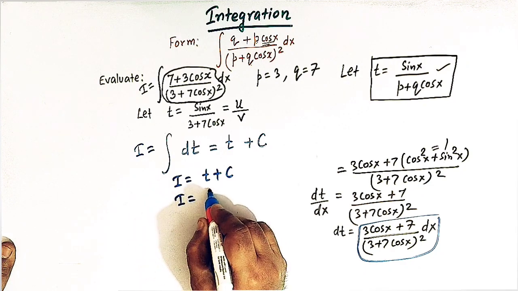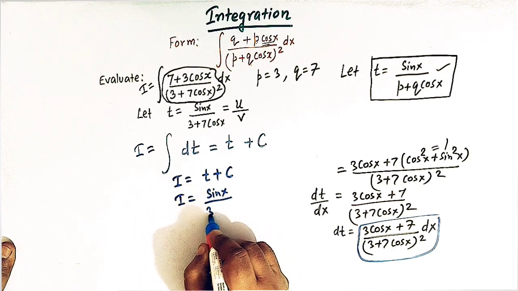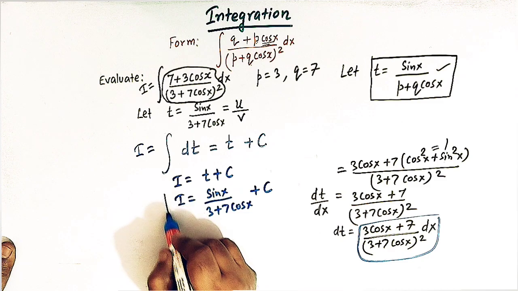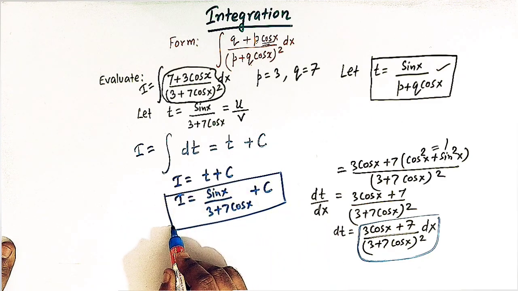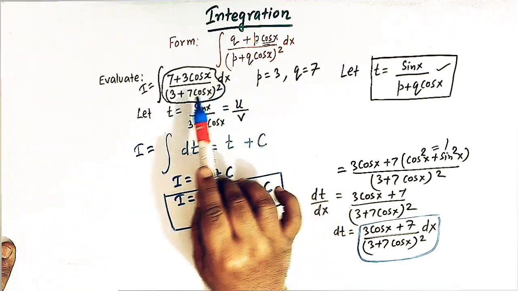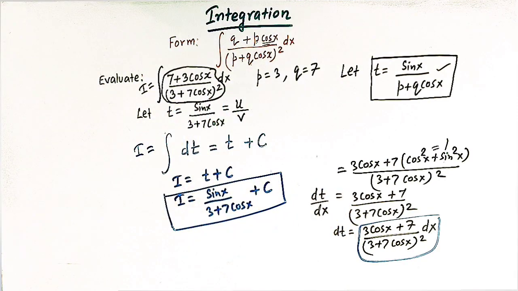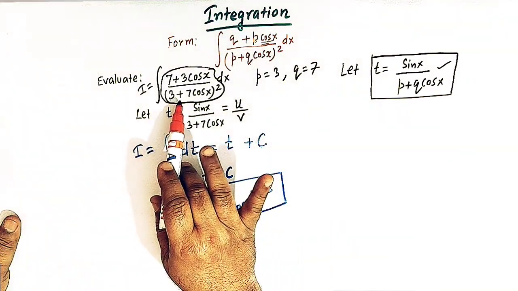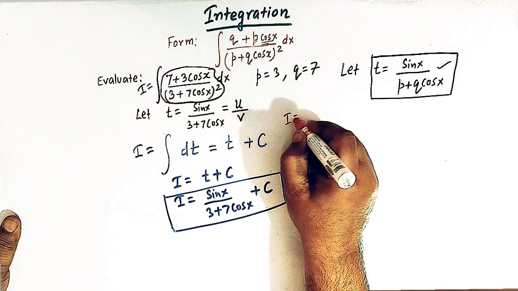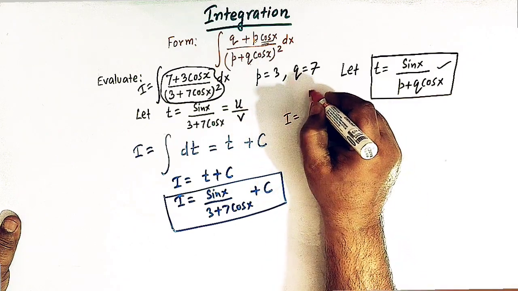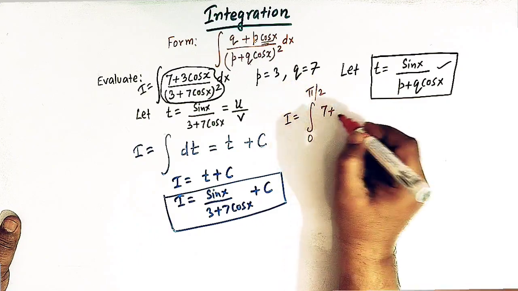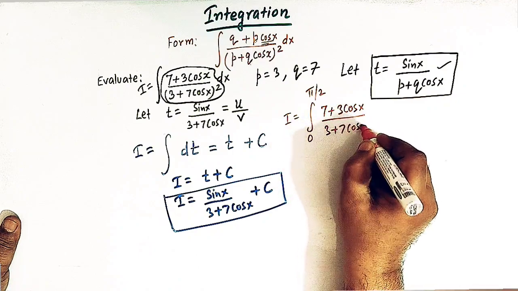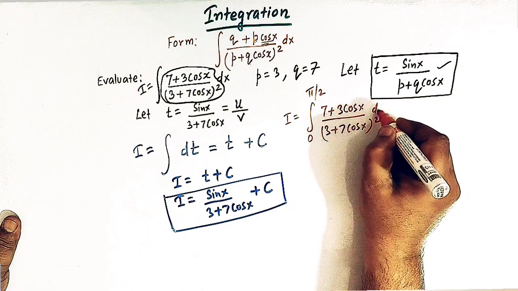So now I is equal to sine x divided by 3 plus 7 cos x plus c, right? So this is the required integral, or the indefinite integral of this function. So now let us form another problem with the help of this problem, right? Suppose we want to evaluate this integral, that is 0 to pi by 2, and we have (7 plus 3 cos x) divided by (3 plus 7 cos x) whole square dx, right?